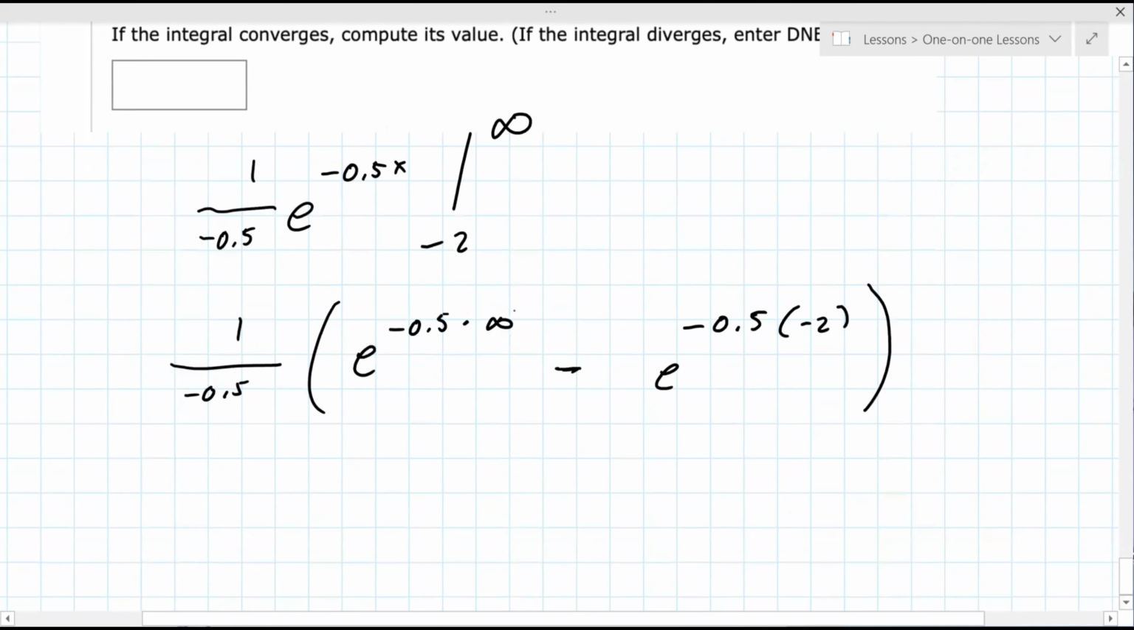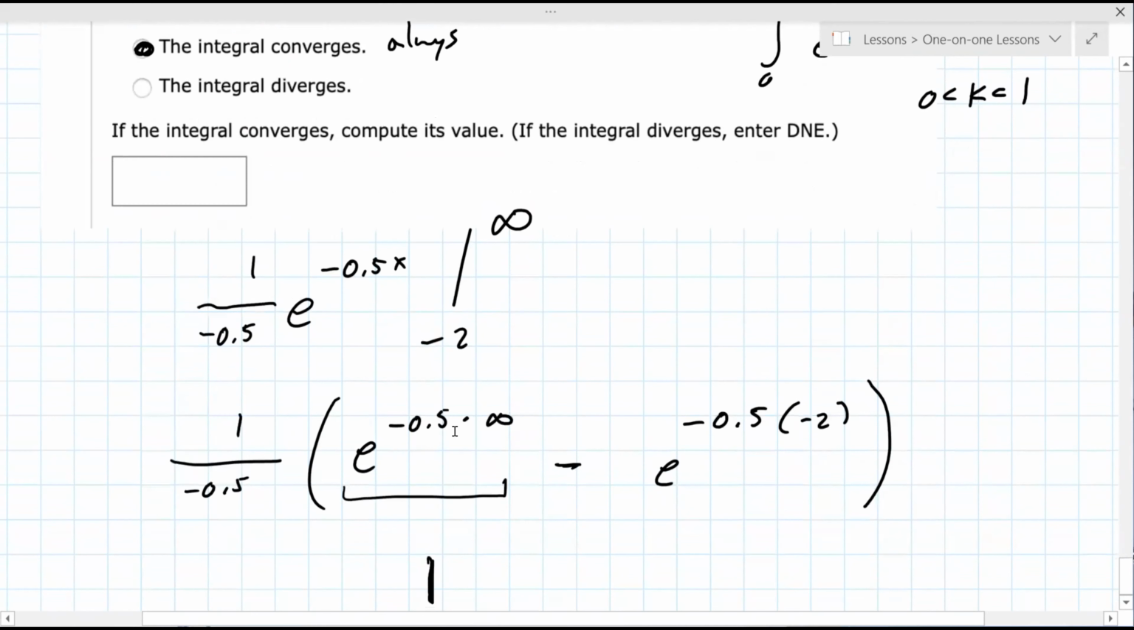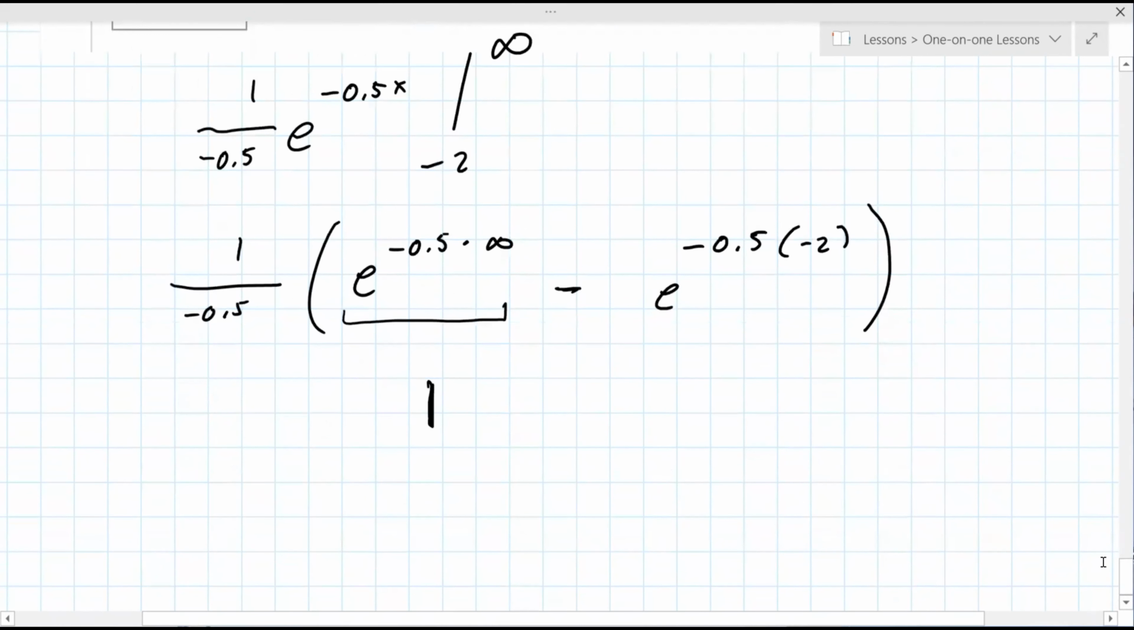Okay, this part right here always goes to 1. Whatever number you get in your problem, like it might be minus 0.3 or minus 0.4, it always goes to 1, this part. And we don't want to talk about why, but that part always goes to 1. Okay. Minus, this is negative 0.5 times -2, that's 1, minus e. So you get e to the 1. I don't know what it'll be in your problem.